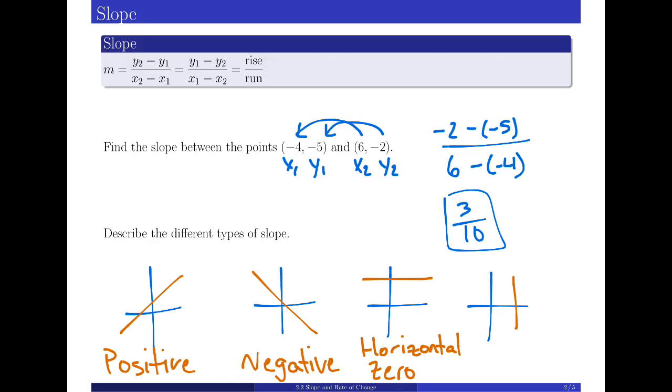And then we could have a vertical line, which again we could describe as vertical. And the slope of a vertical line is undefined. The reason for that is the x-coordinates would be the same on a vertical line. And so when we do our subtraction, if the x-coordinates are the same, we would have a 0 on the bottom of our fraction, which we can't do. We can't divide by 0, so that is undefined.